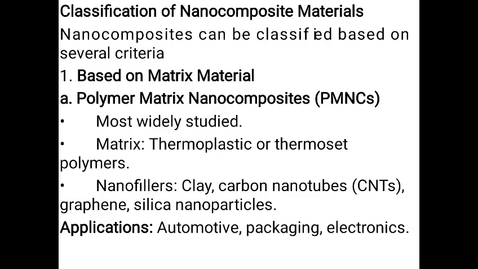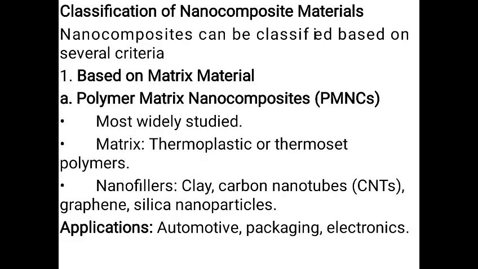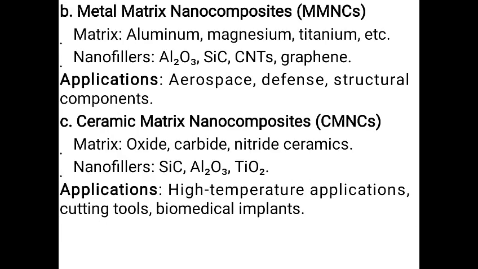Classification of nanocomposite materials. Nanocomposite materials can be classified based on several criteria. First, based on matrix material. Polymer matrix nanocomposites. These are most widely studied. Here the matrix is of the type thermoplastic or thermoset polymers, and the nanofillers include clay, carbon nanotubes, graphene as well as silicon nanoparticles. They have applications in automotive, packaging and also in electronics.